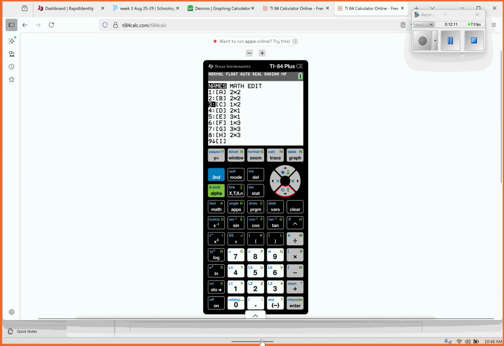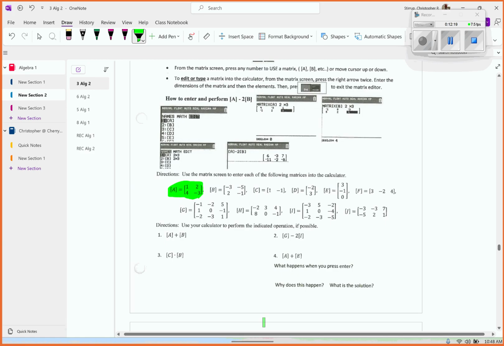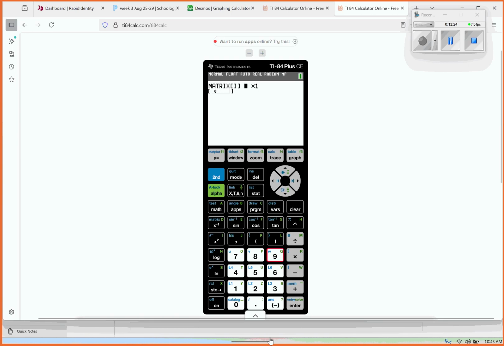Now we're going down to I. What's the dimensions of I? 3 by 3? Yeah. 3, enter, 3, enter. Going across. Somebody help me out. -3, 5, -2, 1, 0, -4, -2, -3, -5.